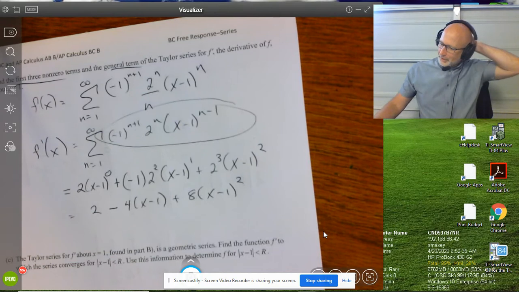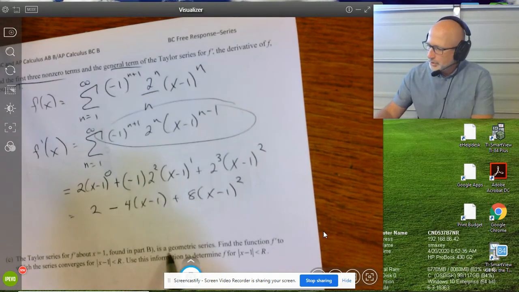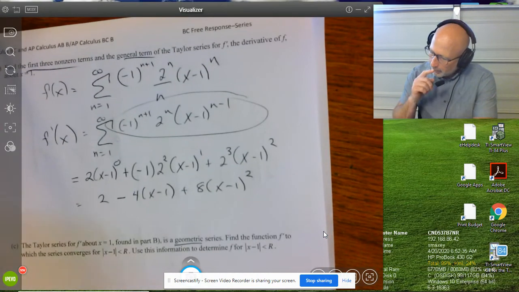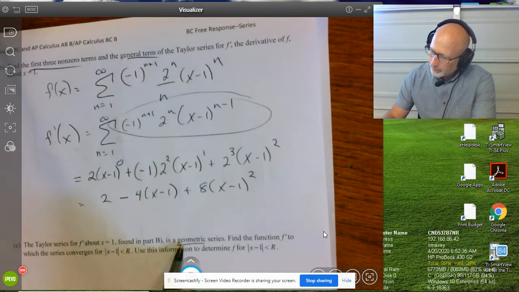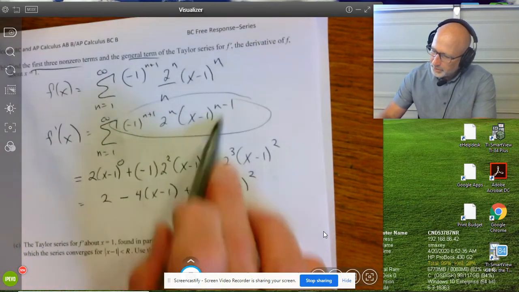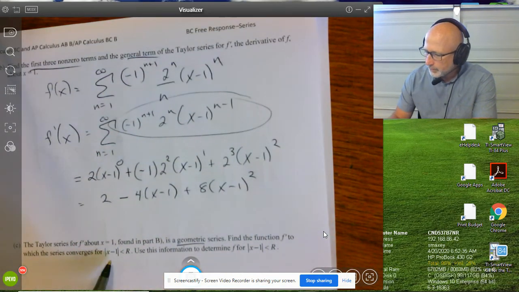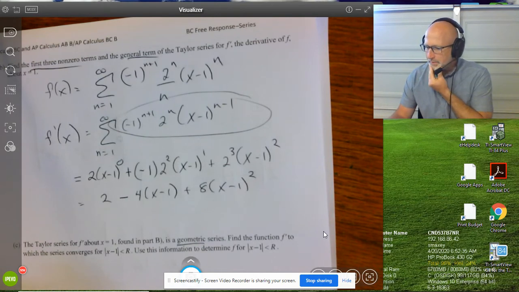Now, the last one's kind of unique, and I think it's worth going over because it does talk about it being geometric. It is geometric there. So this right here is a geometric series. Find the function f prime to which the series converges for this. So what is a geometric series?